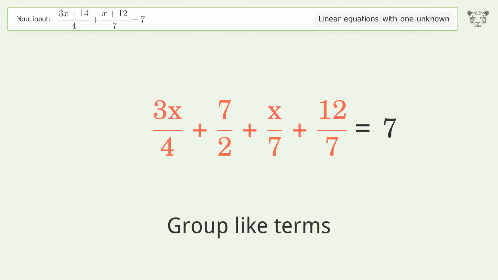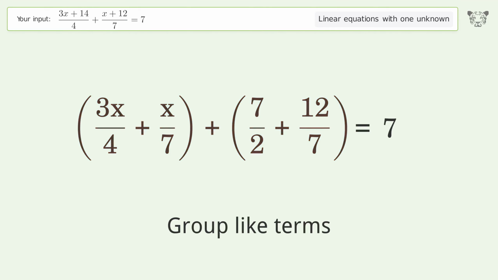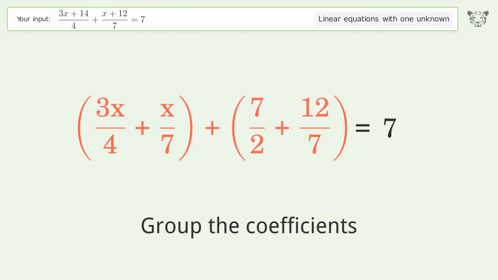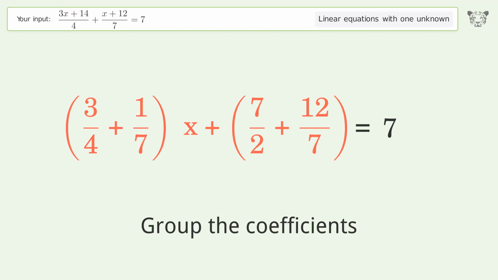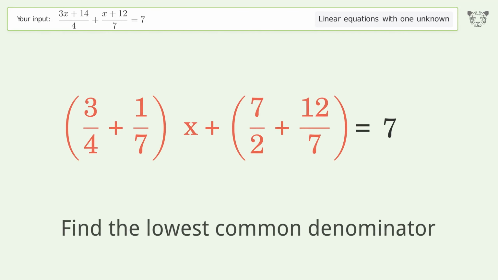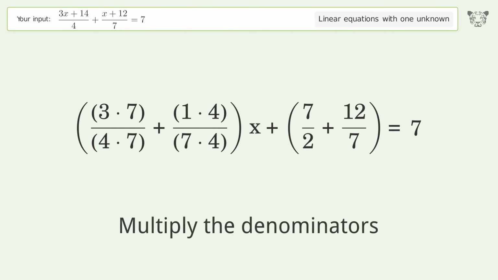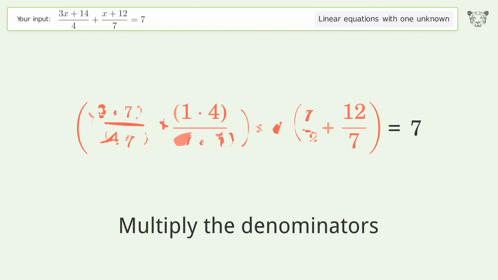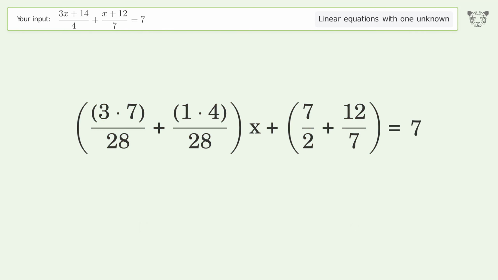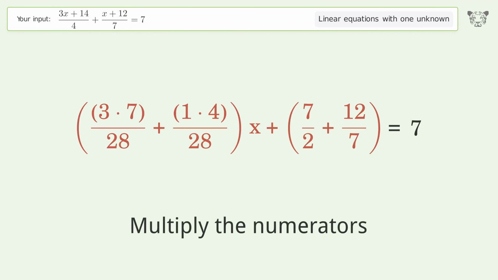Group like terms. Group the coefficients. Find the lowest common denominator. Multiply the denominators. Multiply the numerators.